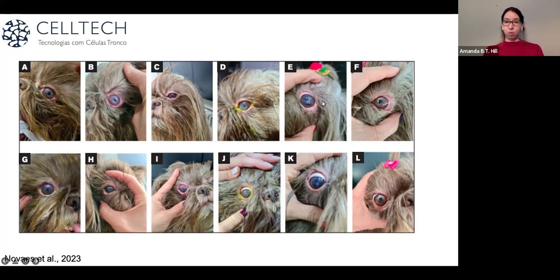We had no wound anymore in the cornea. And after 60 days, no scar tissue was observed. So after only one ovarian MSC injection and no surgical intervention, we could cure this dog. So it was pretty good, and it's a pretty interesting regenerative tool that we can use in veterinary medicine.